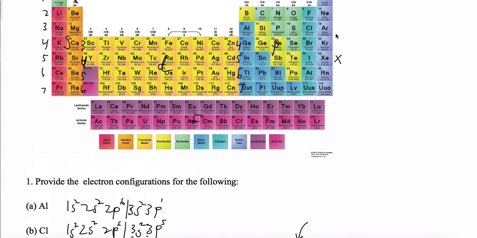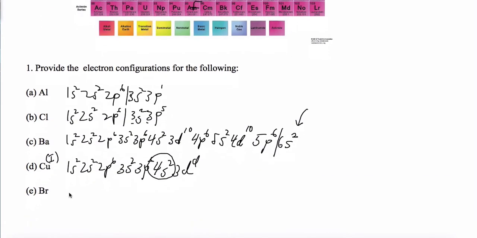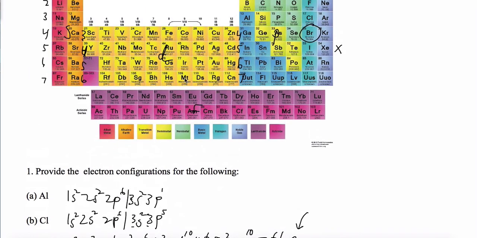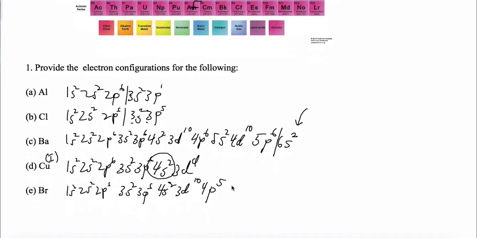Bromine is right here. So we know it's going to end in a 4p5. So it's going to be 1s2, 2s2, 2p6, 3s2, 3p6, 4s2, 3d10, 4p5. There it is. Had to go through the 3's. So the outer orbital here, it's kind of tricky, but we don't count that. We got 2 in the s's, 5 there, giving a total of 7.